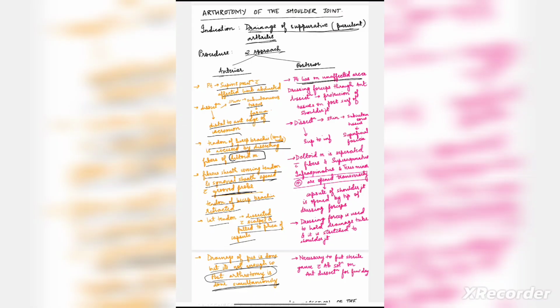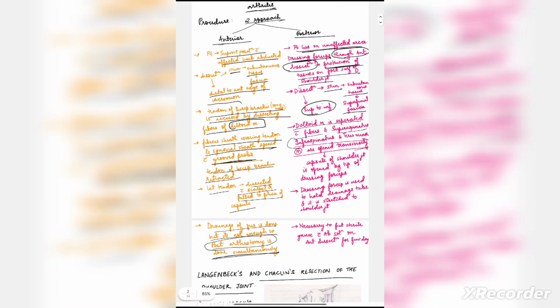Patient lies on the unaffected side. Dressing forceps through the anterior dissection protrude the tissue on the posterior surface of the shoulder joint. Then we should dissect skin, subcutaneous tissue, and superficial fascia from superior to inferior. Now the deltoid muscle is separated along its fibers, and the supraspinatus, infraspinatus, and teres minor muscles are opened transversely. The capsule of the shoulder joint is opened by the tip of the dressing forceps.